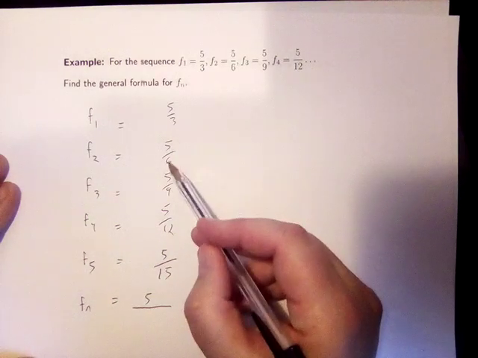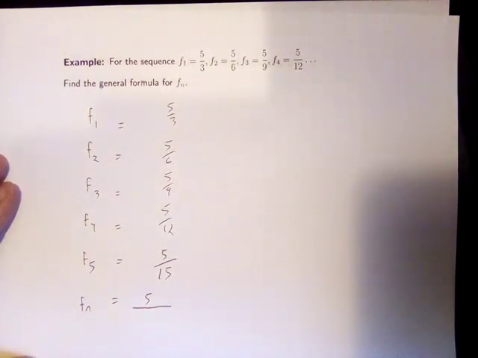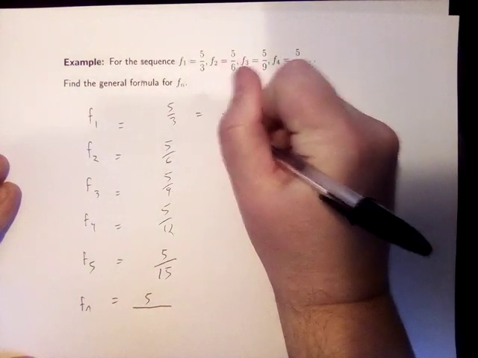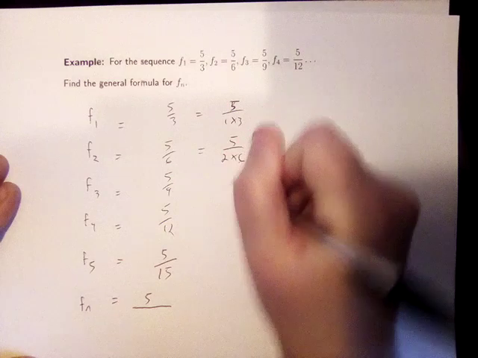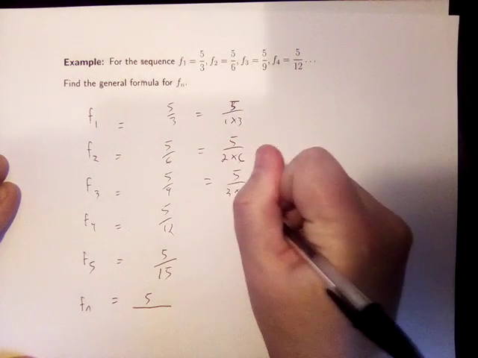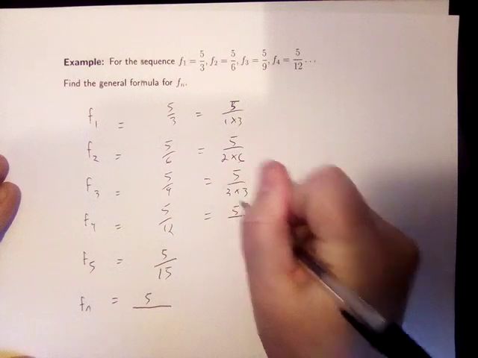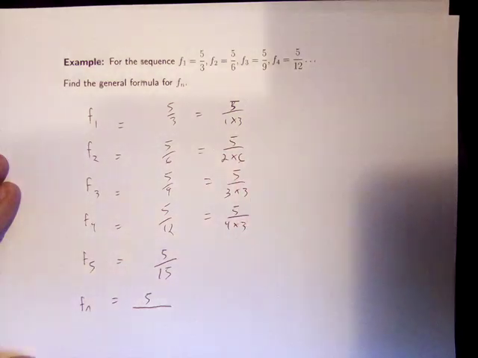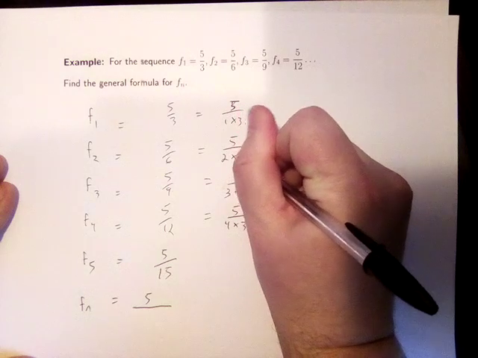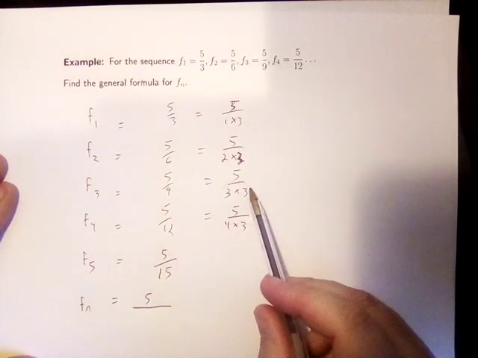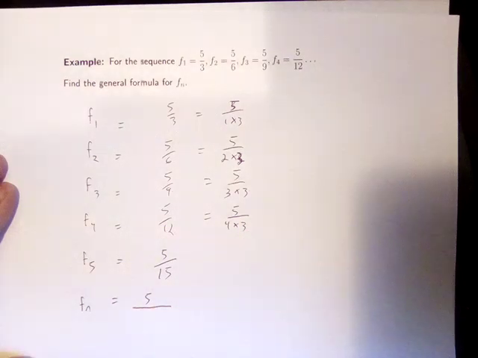If I'm thinking about 3, 6, 9, 12, 15, hopefully I'm thinking about those numbers all being part of the 3 times table. That 3 is one group of 3, that 6 is 2 groups of 3, that 9 is 3 groups of 3, that 12 is 4 groups of 3, and so on. Now I want to say to myself, well, the denominator seems to always be some multiple of 3. What should I expect for the denominator for the nth term?